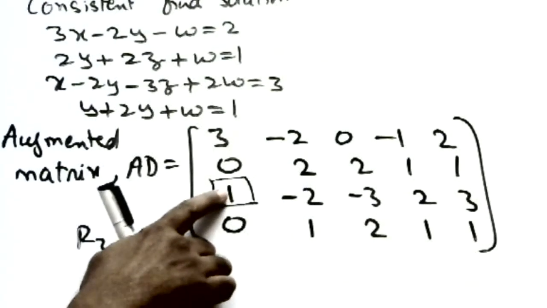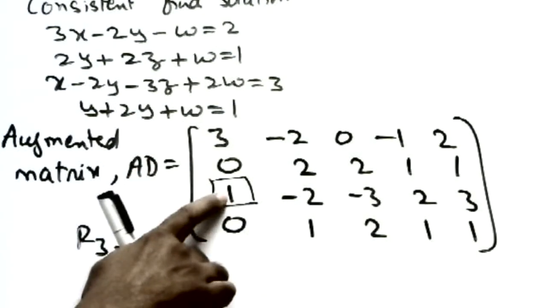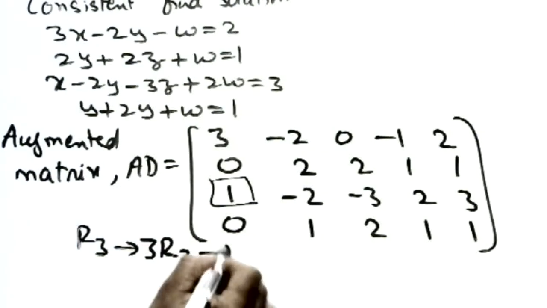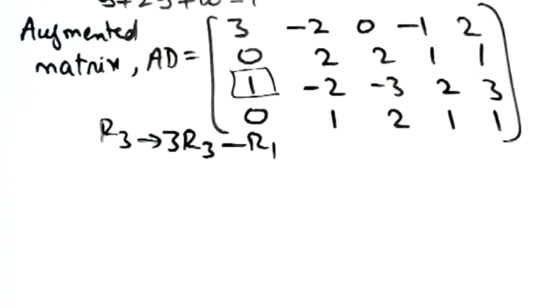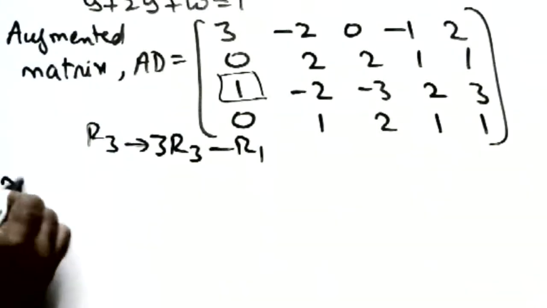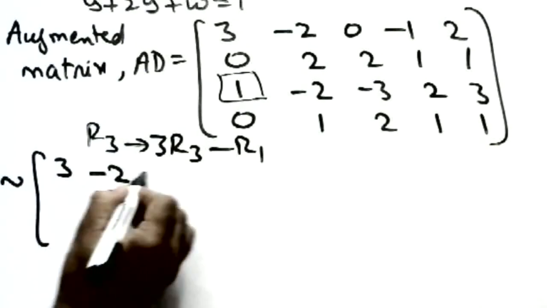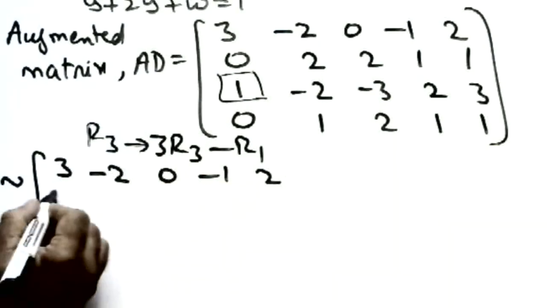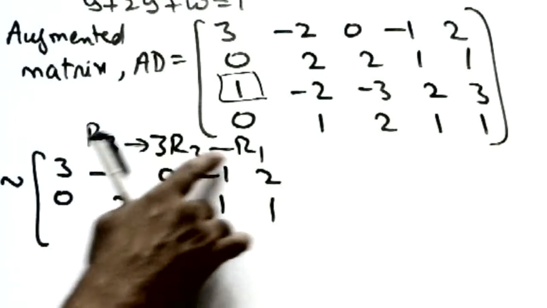R3 implies, see here, if you multiply this with 3, it will be 3 ones are 3. 3 minus 3 will become 0. So multiply 3 into R3: 3R3 minus R1. So let me continue here. Equivalent to, now we are changing only the third row, right? The other rows as it is: minus 3, 3, minus 3, 0, minus 1, 2, 0, 2, 2, 1, 1.